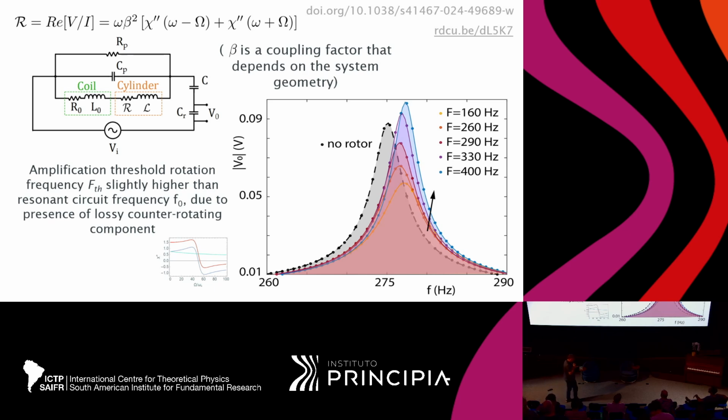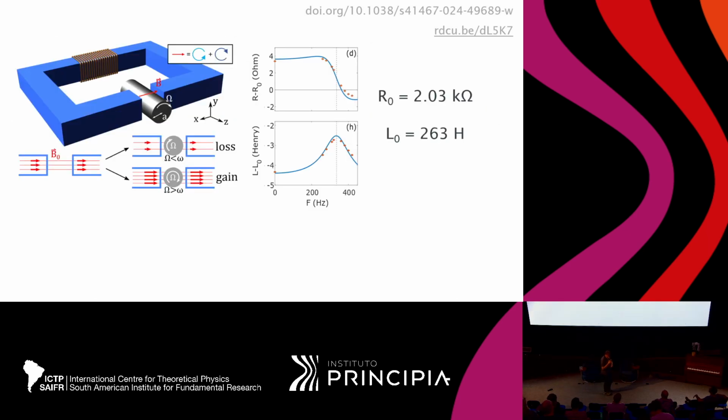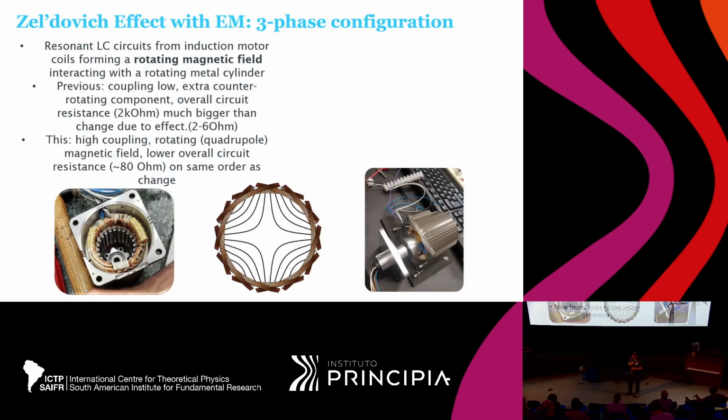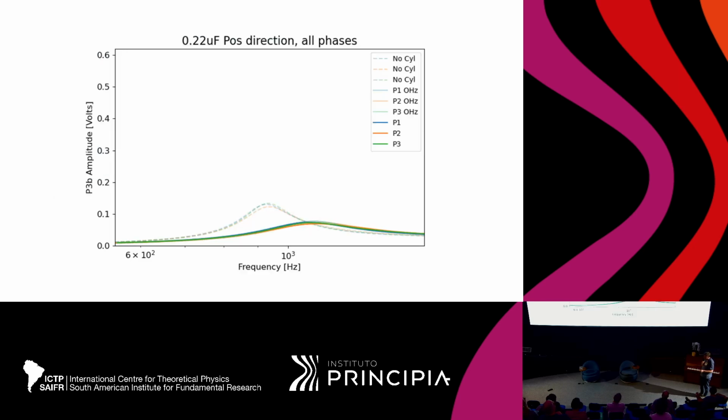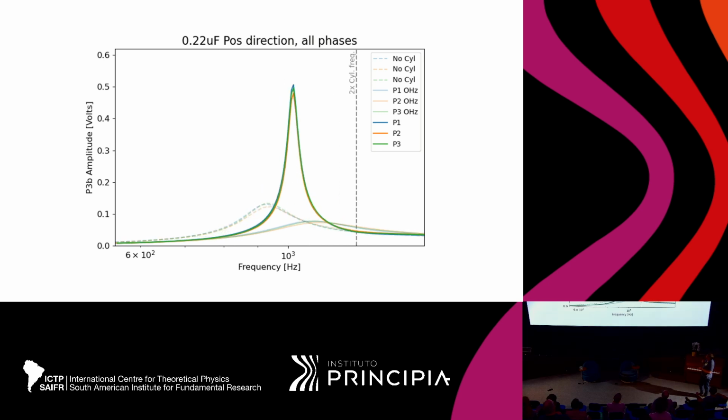And maybe the very last slide is this here. We have done a 3D version, with a three-phase configuration. You see we have botched an electromotor from some company, and have just put in our aluminum cylinder to rotate it. And with this you can push this into a regime where you get massive amplification. You actually get generation. So you get super large amplitude.